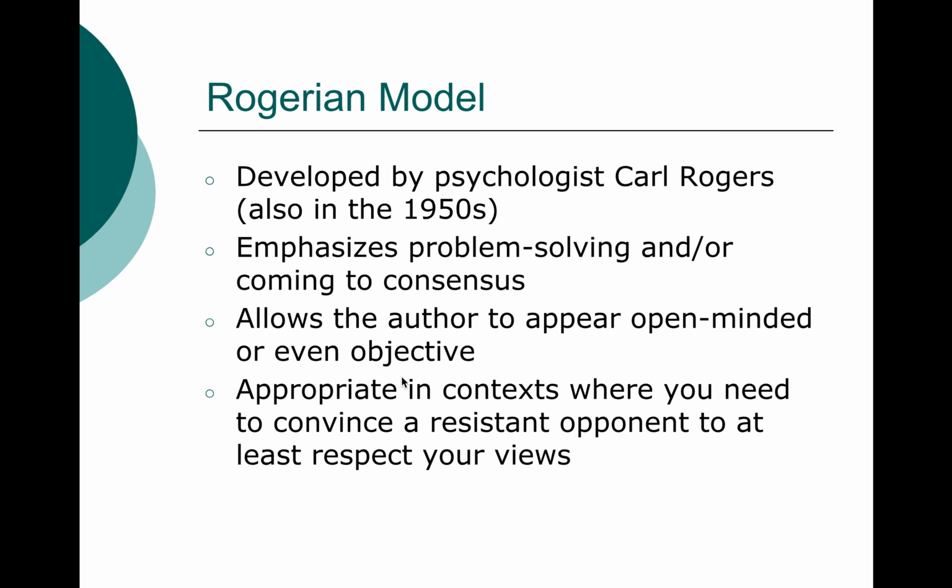Lastly, let's talk about the Rogerian model. This was developed by a psychologist named Carl Rogers, also in the 1950s, and it emphasizes problem solving or coming to a consensus. So this is a little bit different than the classical model that relied on strict logic, where if your logic made sense, you could just destroy your opponent, okay? Carl Rogers thought maybe we're ignoring the opposing viewpoint and it's not helping us in our arguments.